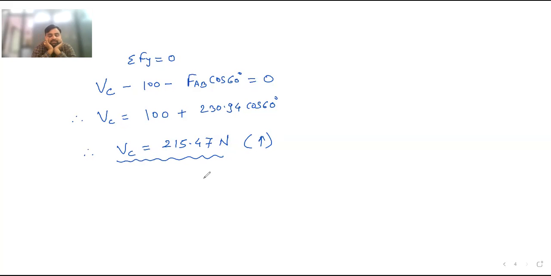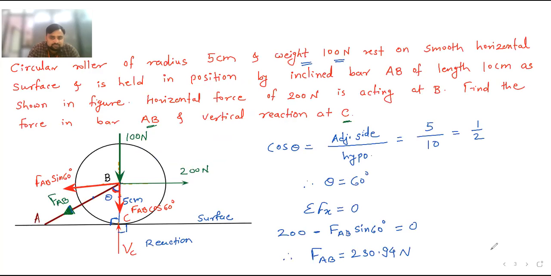So these are the answers. You can write at the end: the force in bar AB is 230.94 Newton and the vertical reaction at point C is 215.47 Newton. This is your final answer. Is it clear now? Have you understood the numerical? Is there any difficulty in this problem? If any difficulty is there, let me know.